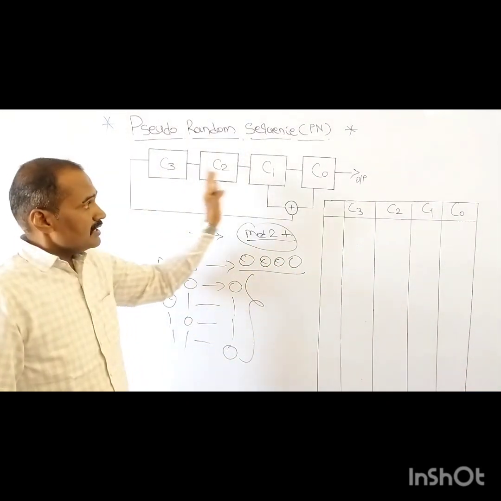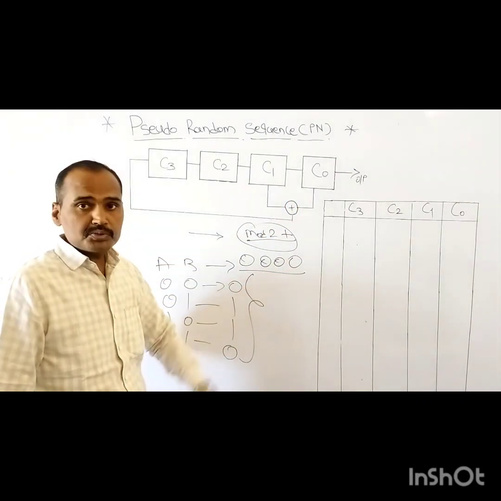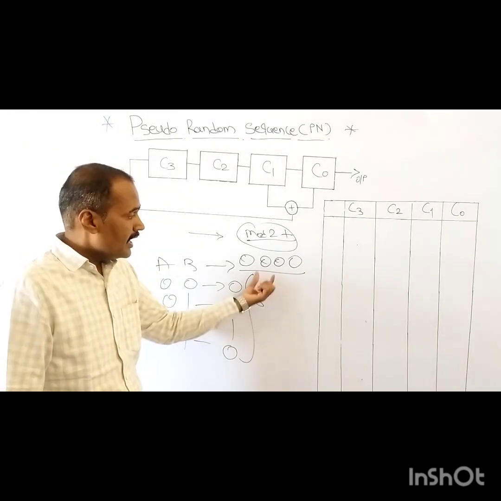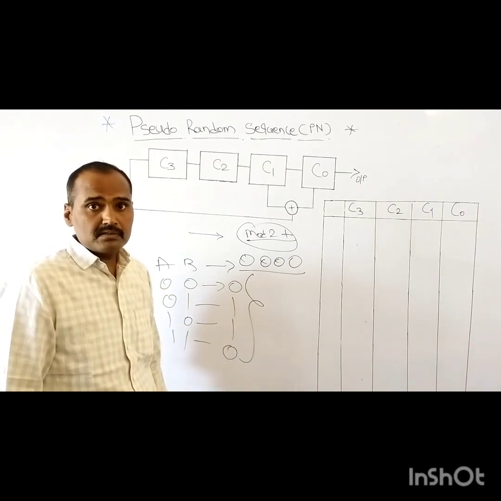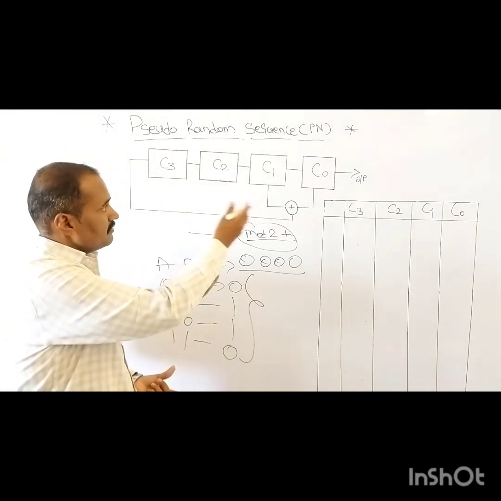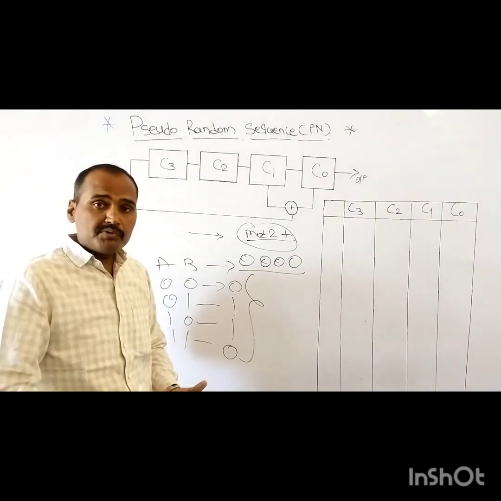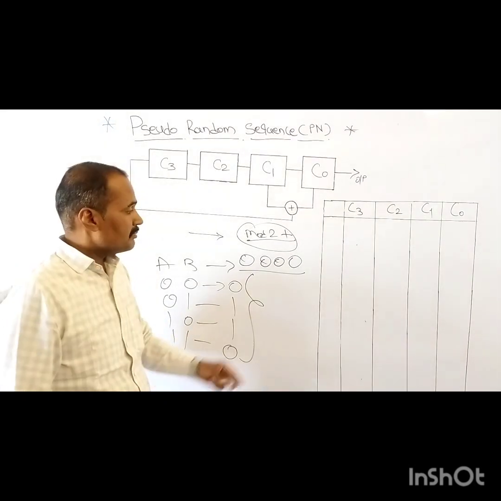If initially the contents of each and every shift register are equal to 0, once we apply an external clock signal, it is not possible for us to come out of this type of loop, because once we set every shift register to 0, even though we apply the next clock pulse, what will happen?